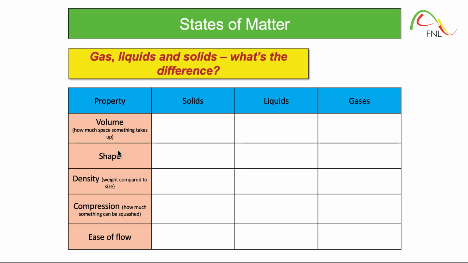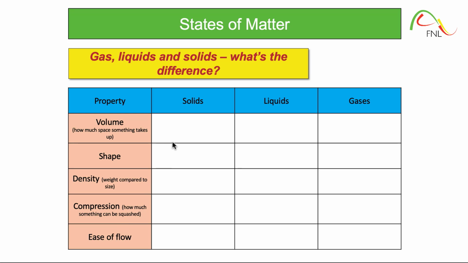Second property, shape. Well, the chair I'm sitting on is sort of chair shaped. It's fixed. Density, weight compared to size. Compression. Although I'm nearly 80 kilograms, even I can't compress this seat much at all. So compression is how much something can be squashed. And lastly, ease of flow. Okay, let's look at each one.